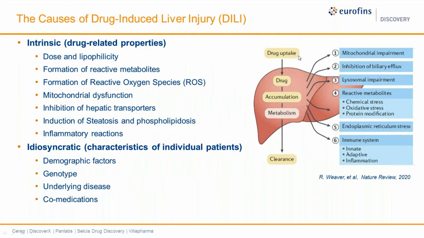As shown in this drawing here, for the majority of drugs, after they are administered to humans, they are absorbed to blood, accumulated and metabolized in the liver, and then cleared. When the drugs are processed by the liver, they have plenty of time and opportunities to cause liver injury. This explains why the liver is the most vulnerable organ in humans regarding drug toxicity. And clinically, drug-induced liver injury can be classified into intrinsic liver injury and idiosyncratic liver injury.